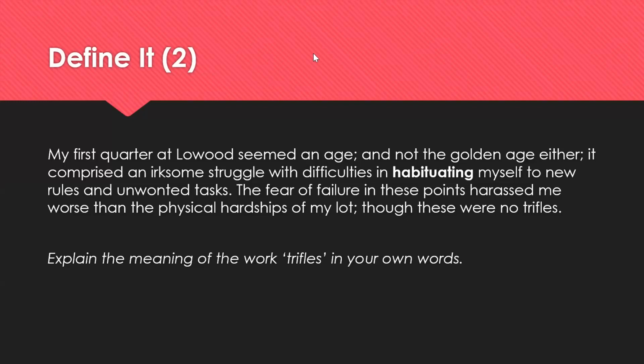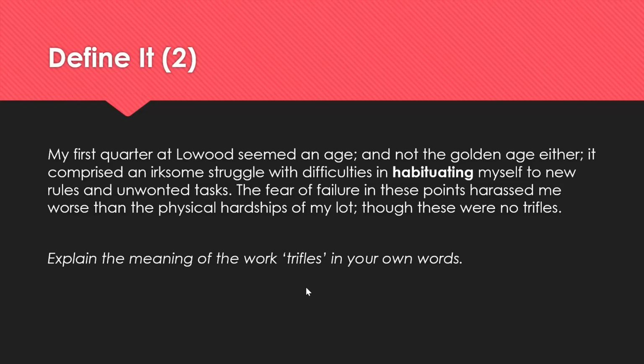The people that have got this correct, I can see Flavia, you've said easy tasks. Yes. Small problems, Poppy, correct. Nice things. Yeah, Samriddhi, things of little value. Yes, good. Less important, something not important. Good, Joanna. Trifles, not necessarily or unimportant. Excellent. So she's saying, yes, the rules were hard, but they weren't as hard as, well, actually, they were harder even than the physical hardships, but the physical hardships were still not easy, she's saying.